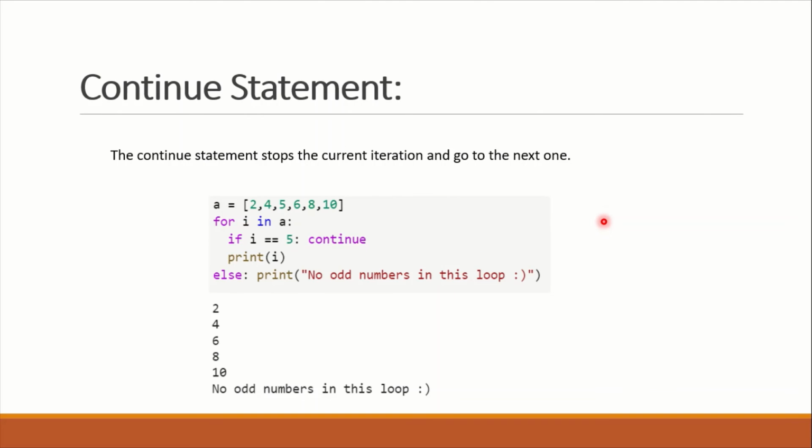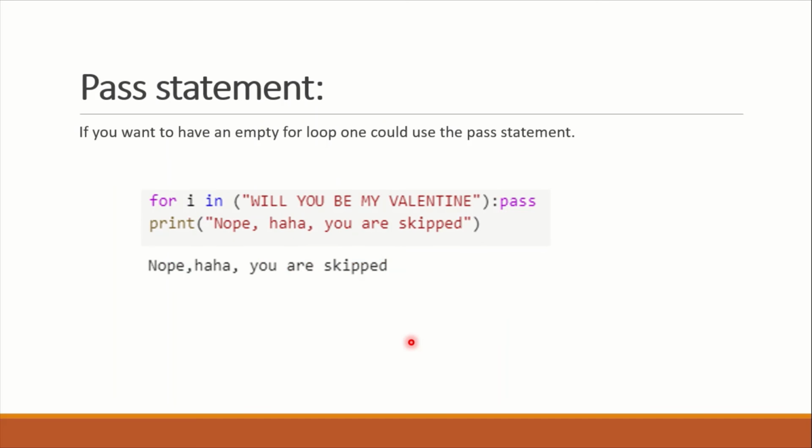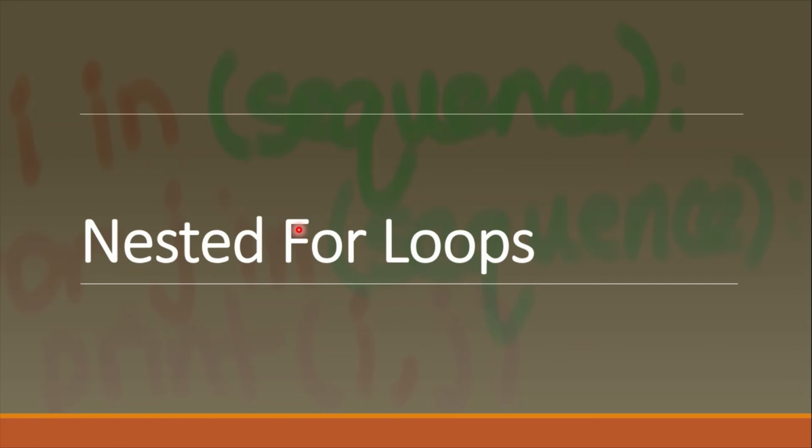Continue statements stop the current iteration and go to the next one. So like here, if it is 5, then it continues. So then it won't have 5. The pass statement is like if you want to have an empty for loop. So like here, there's an empty for loop, and it runs the ones that are after the for loop.